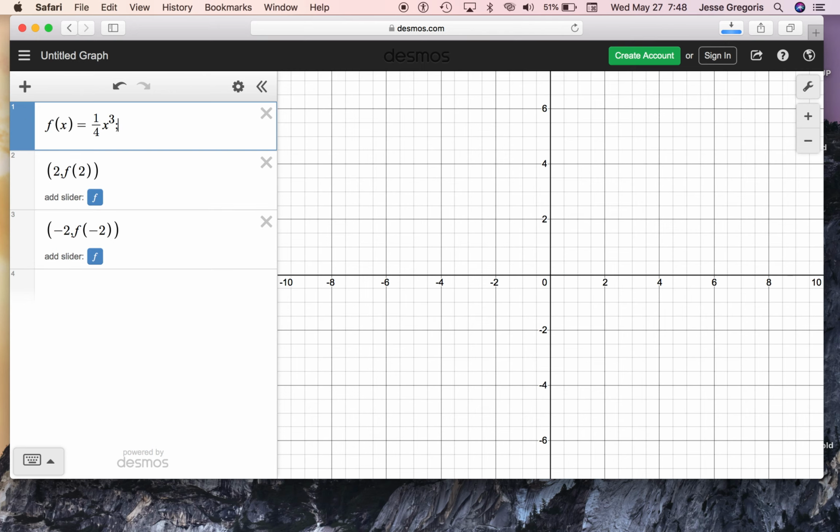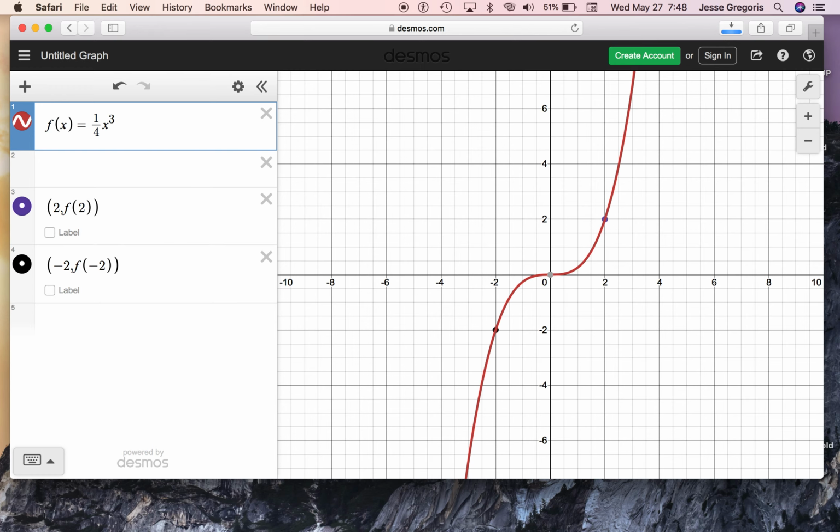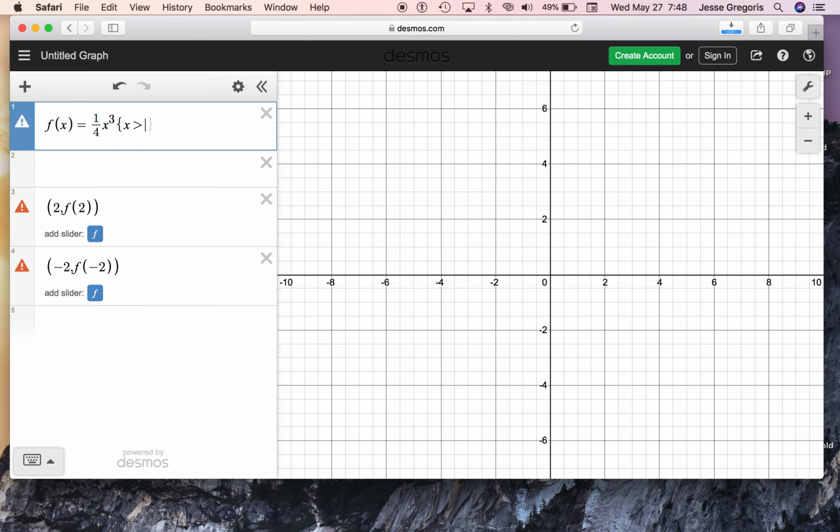Well, that's not how I do that. I do it like this. X is greater than 0. That's not how I do that. Sorry, the bugs are getting bad out here. X is greater than 0 is how I do that.